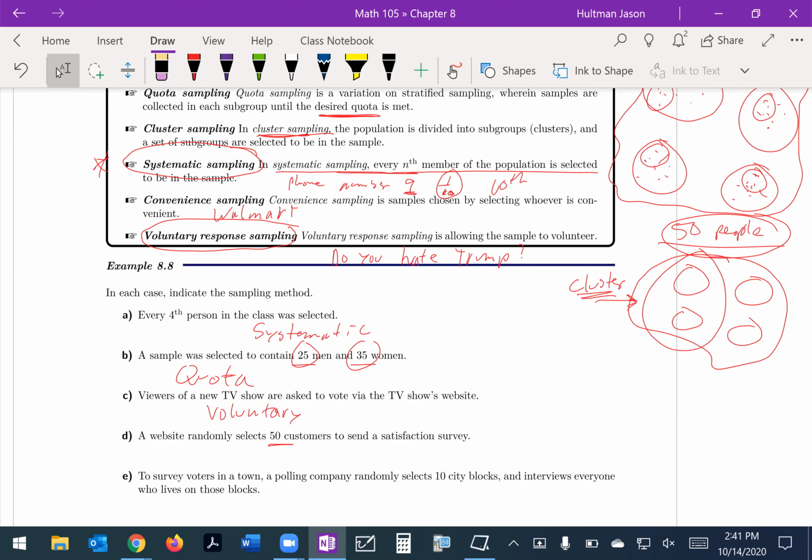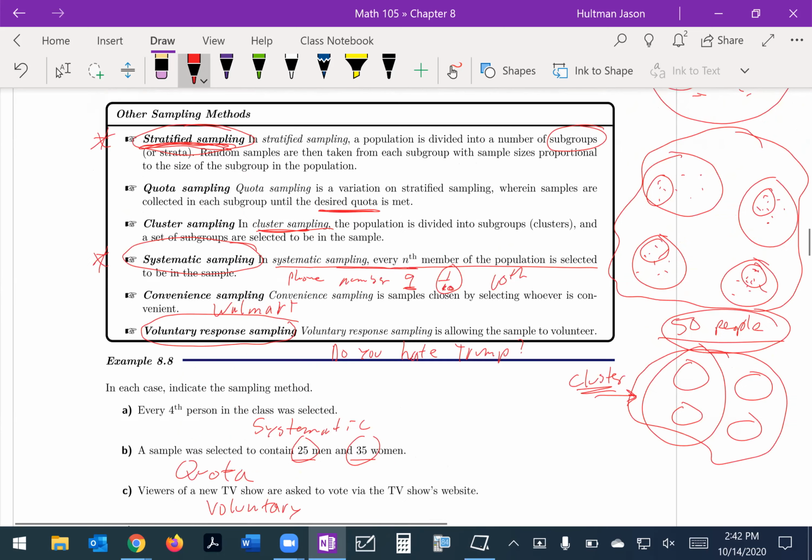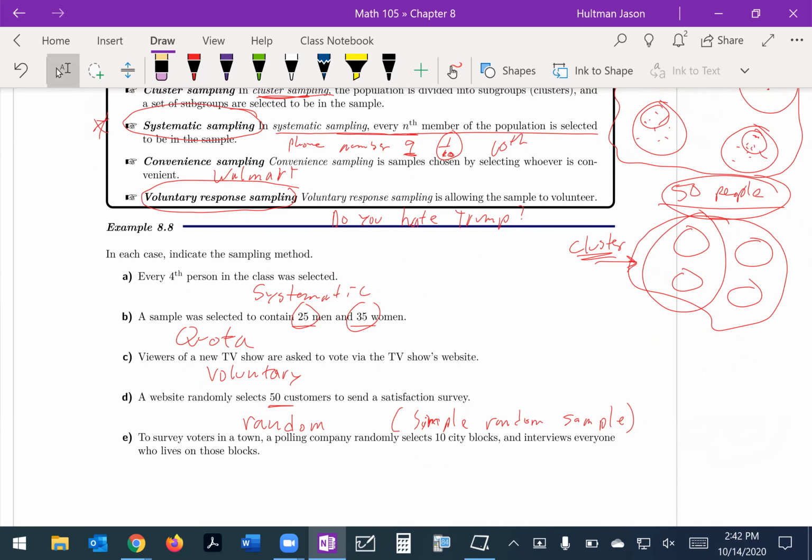I'm just going to put random. I mean, it's just a random sample. It's really not any of the 5 there. It is just a random sample. It's called a simple random sample. That's what I have, and that's what the book has. So I'm just going to go with simple random sample. It's the best one there. I mean, it's not stratified because you're not pulling from different subgroups. It is just a simple random sample.